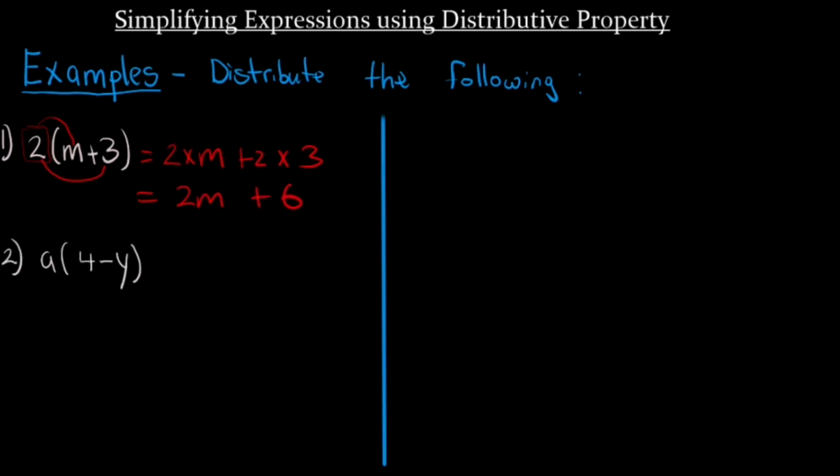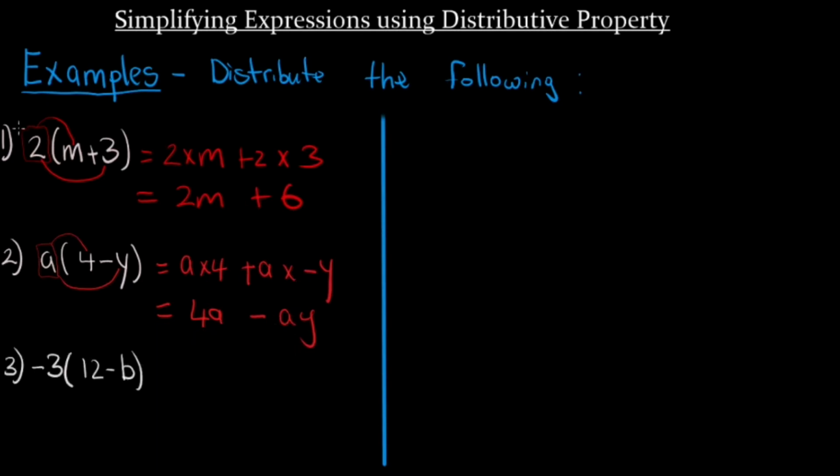The second example, we have a, and in brackets 4 minus y. So we'd multiply the a by the 4 and the a by the negative y. So it will be a times positive 4 plus a times negative y. And this will give us 4a minus ay, as we know that a positive times a negative gives us a negative.